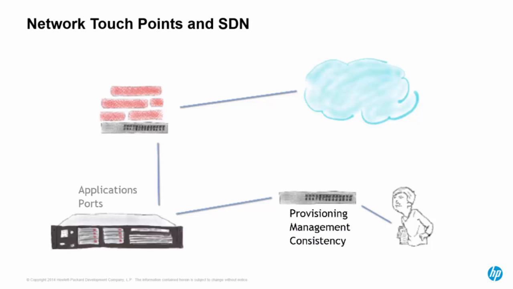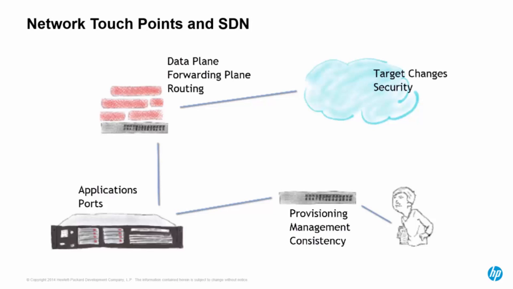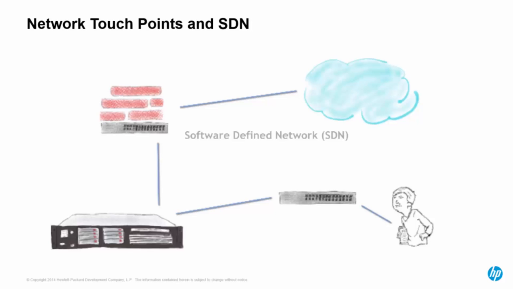We have, of course, the labor to provision and manage that environment. We have the applications and ports that need to be set up. We have our firewall rules and security, data plane, forwarding plane, routing planes, all of that, as well as your firewalls. And then to add complexity to these network touch points that we're doing within our network environments today, our target is changing, right? Our customers are saying, I want it on that server, I want it in-house, I want it in a geographically dispersed data center, or I want it on the cloud. Whatever it is, you're saying there's a lot to do. So what does SDN do for you?